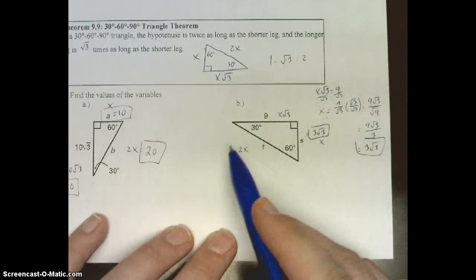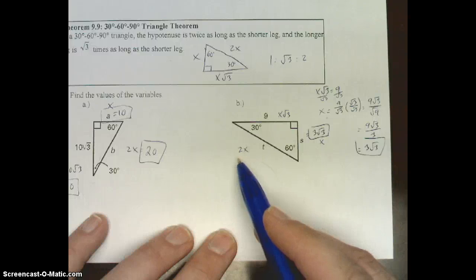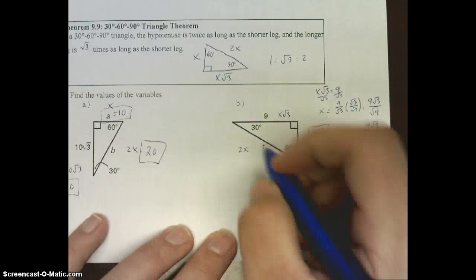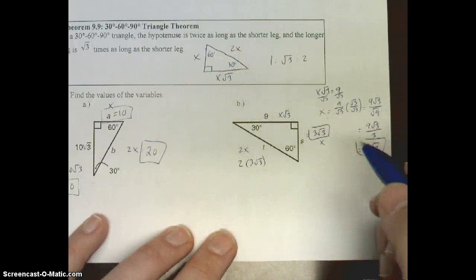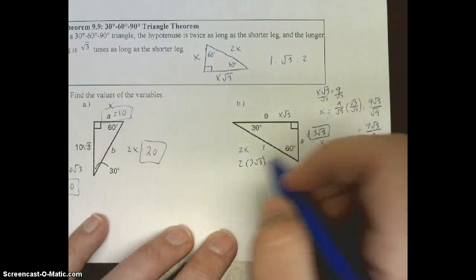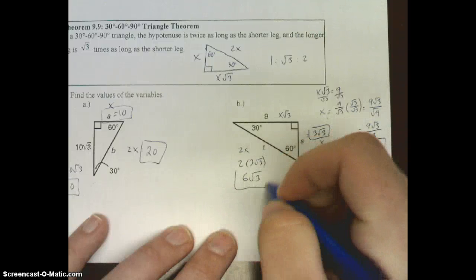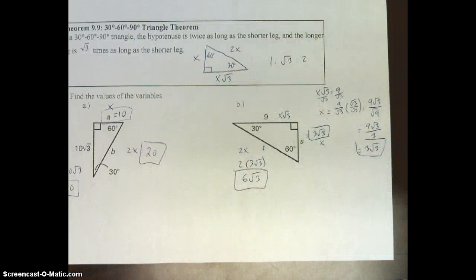Now look over here. See how our hypotenuse is 2 times x? Well, if we found x to be 3 root 3, this is just 2 times 3 root 3. So 2 times 3 gives me 6 root 3. There we go. All's well.